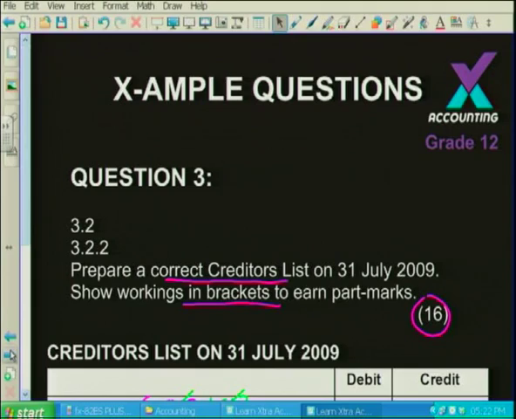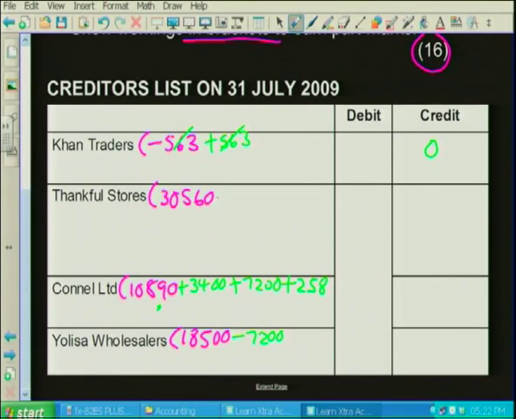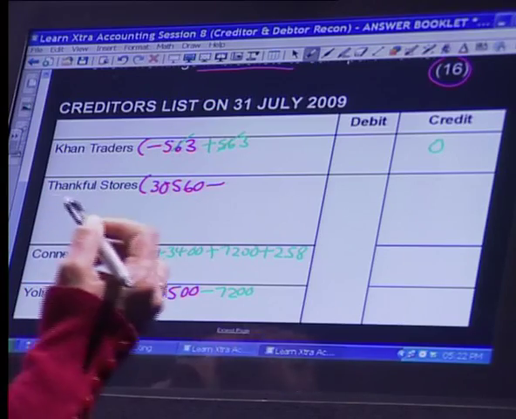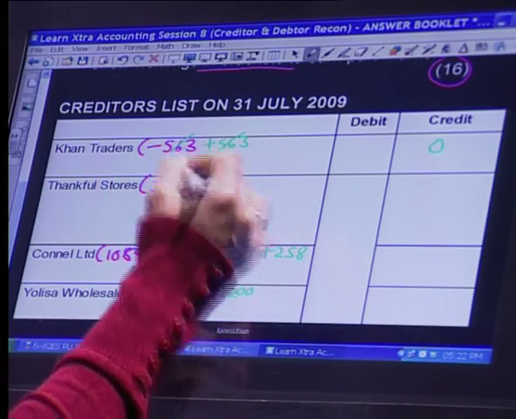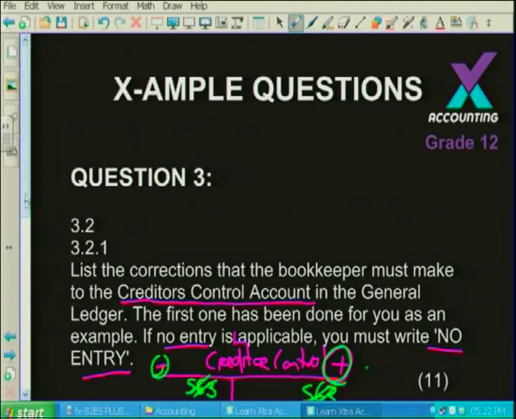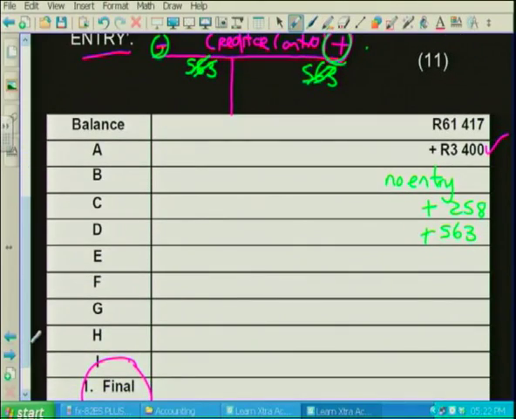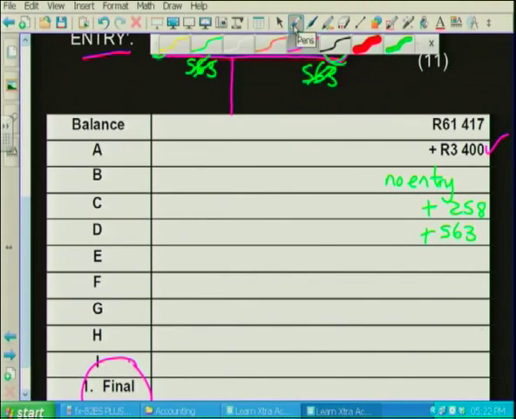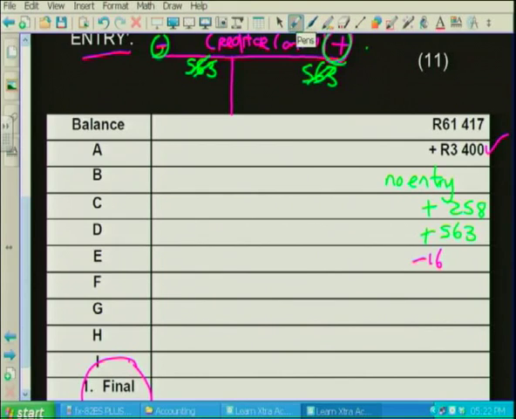Let's go to the list first. So Thankful Stores, we are now subtracting. Remember guys, you can show it as individual amounts, or you can show it as one amount, being the 16,700. You can obviously show it as you please. Let's just show 8,350 minus 8,350. In other words, I'm subtracting a total of 16,700. Right, we've dealt with the error in terms of the creditors list. Now let's go to the control account, because it affects the control account as well. We are busy with adjustment E. So remember, we are now subtracting a total of, and I'm now going to double the amount, 16,700. Okay.